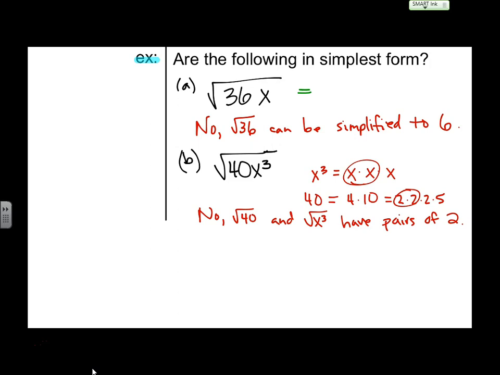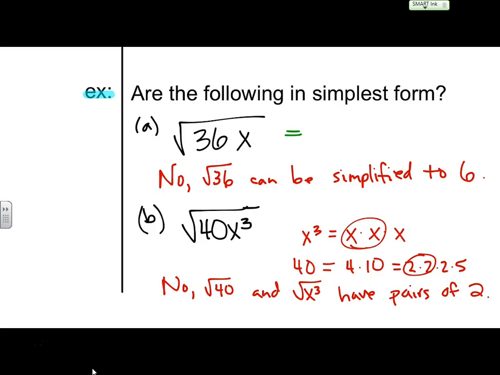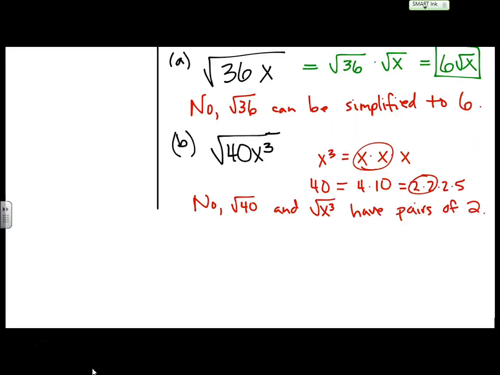What would 36x become? We know square root of 36 is 6. We could split that up, and wouldn't we get 6 root x? Doesn't that make sense, kind of? Yes. Does anybody know what this one would become? So Barry, what would it become? 2x on the outside and the inside is like 10x. Good, we could do the square root of 4 times the square root of 10 times the square root of x squared times the square root of x.